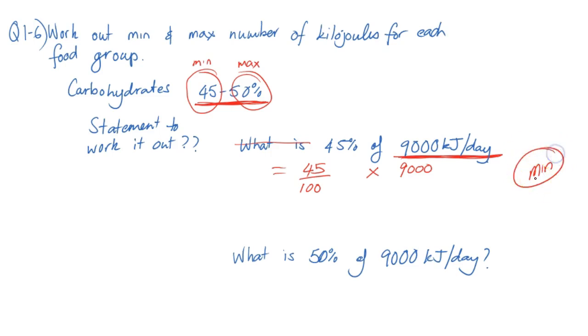You have to work out what the maximum amount of carbohydrates is. And again, you just do the equation, but this time we've got the maximum value in it, 50% or 50 over 100 times 9,000 kilojoules per day.